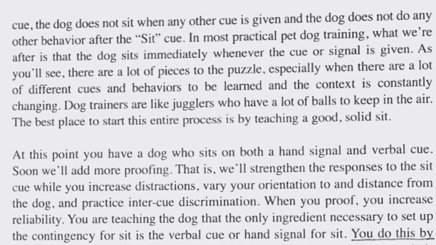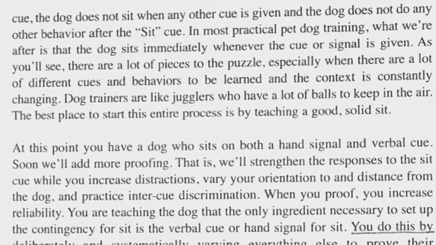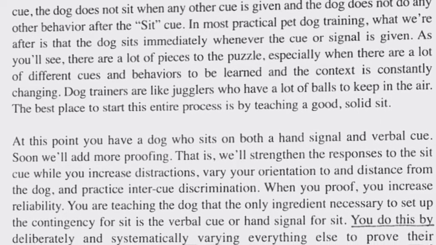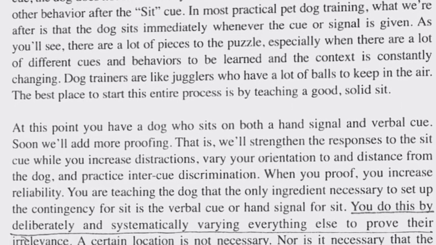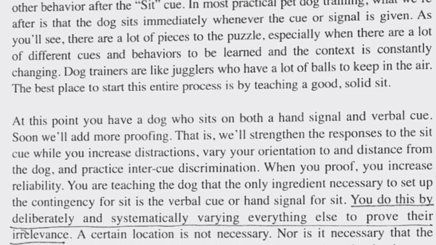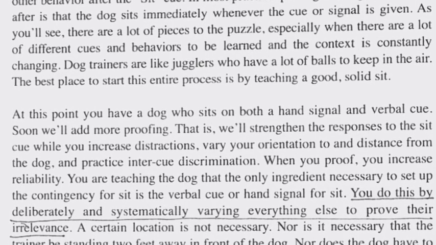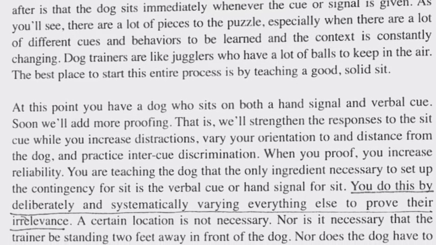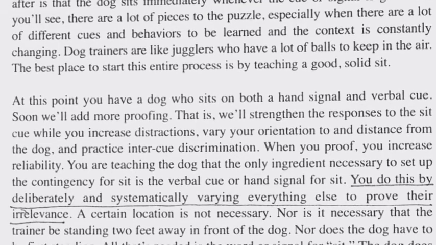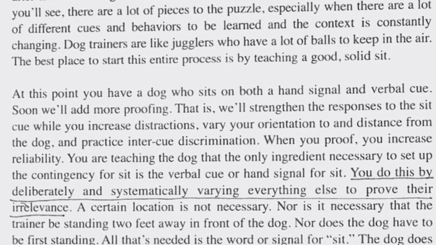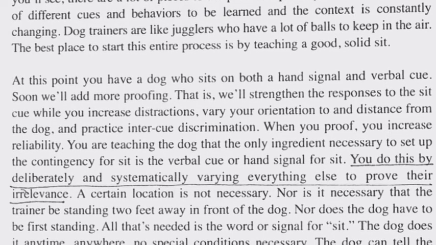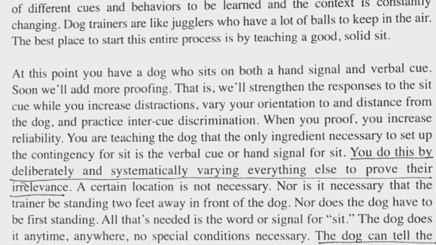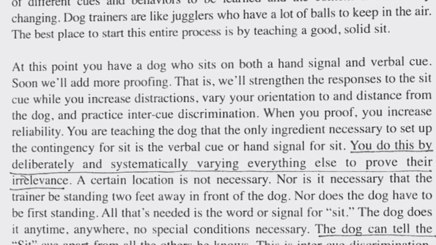In most practical dog training, what we're after is that the dog sits immediately whenever the cue or signal is given. As you'll see, there are a lot of pieces to the puzzle, especially when there are a lot of different cues and behaviors to be learned, and the context is constantly changing. Dog trainers are like jugglers who have a lot of balls to keep in the air. The best place to start this entire process is by teaching a good, solid sit. At this point, you have a dog who sits on both a hand signal and verbal cue. Soon we'll add more proofing.